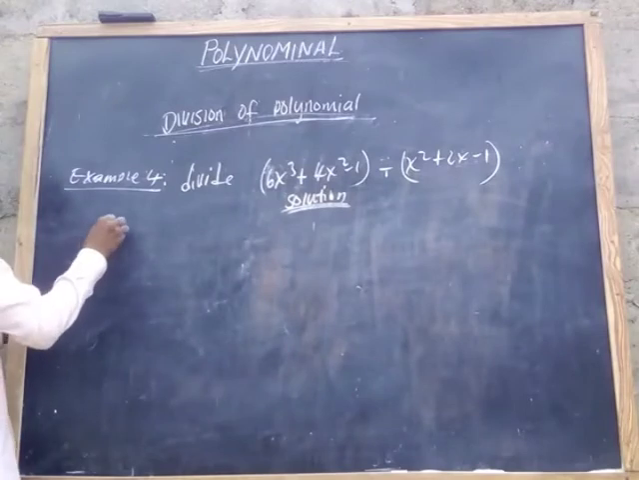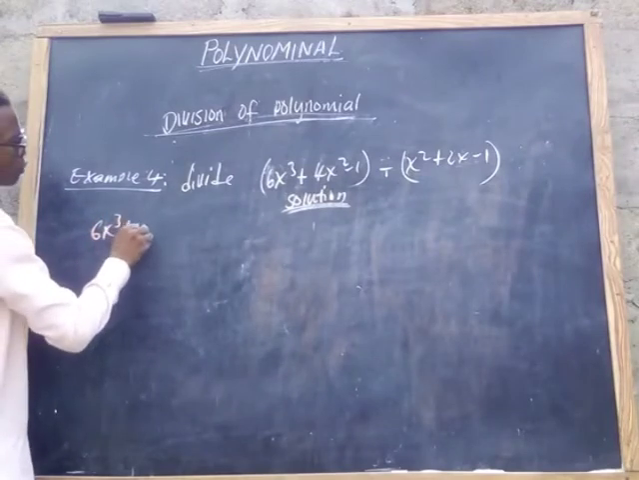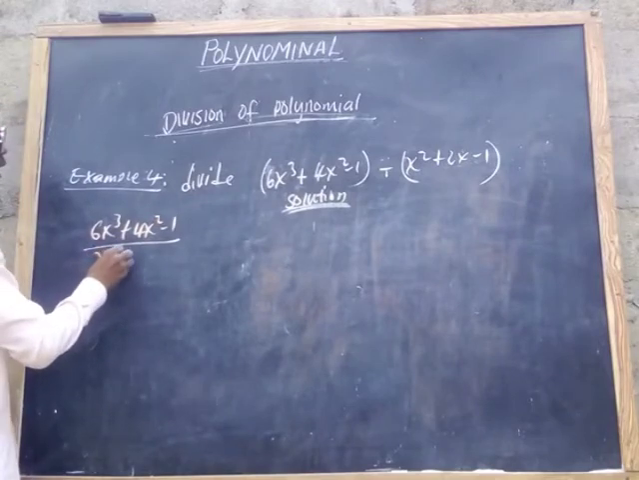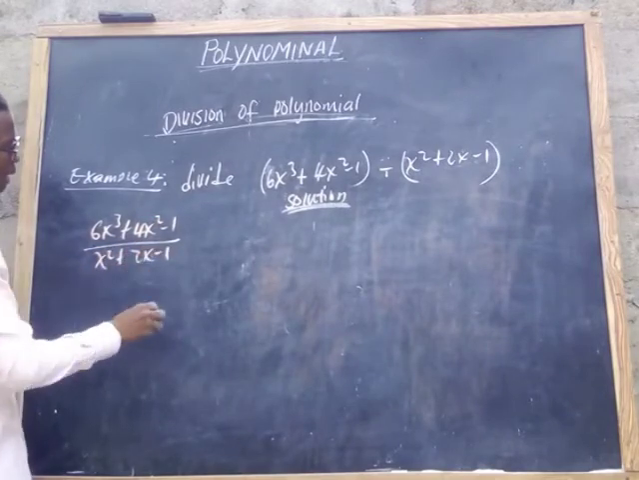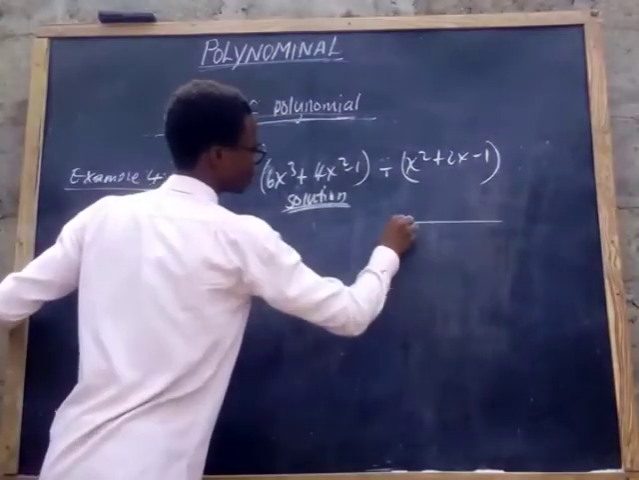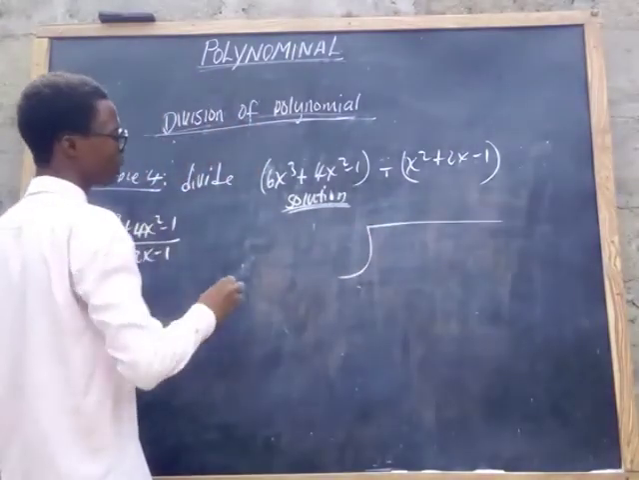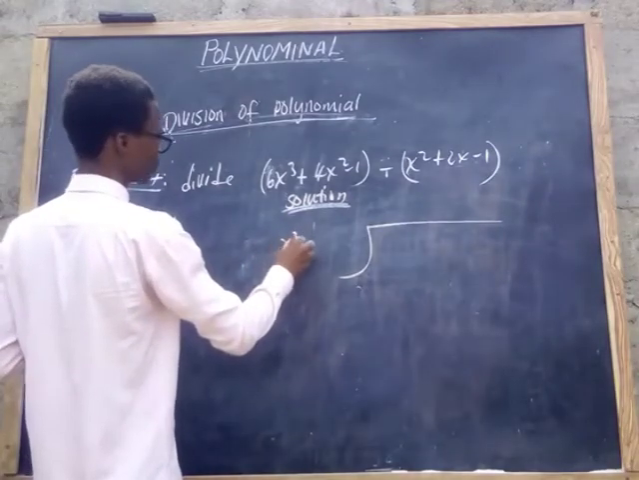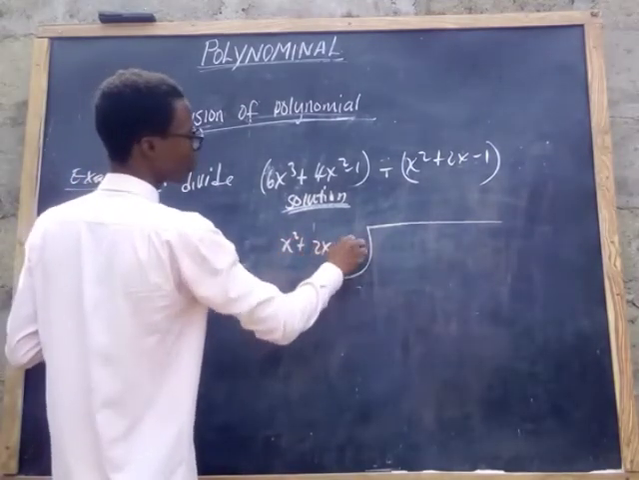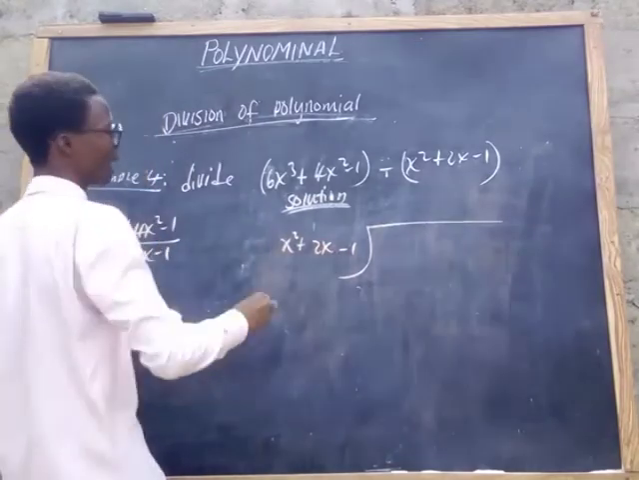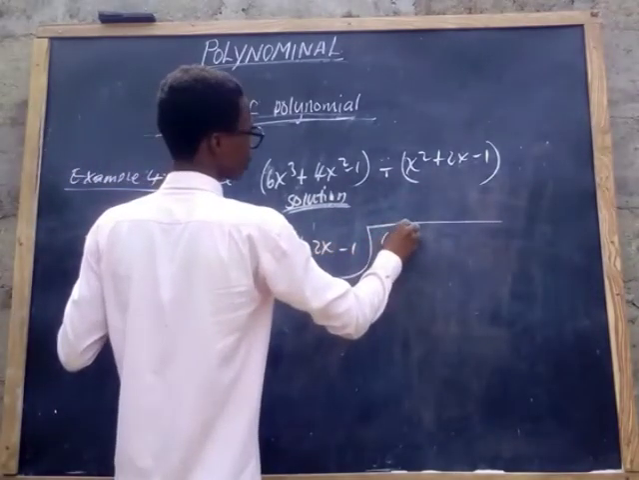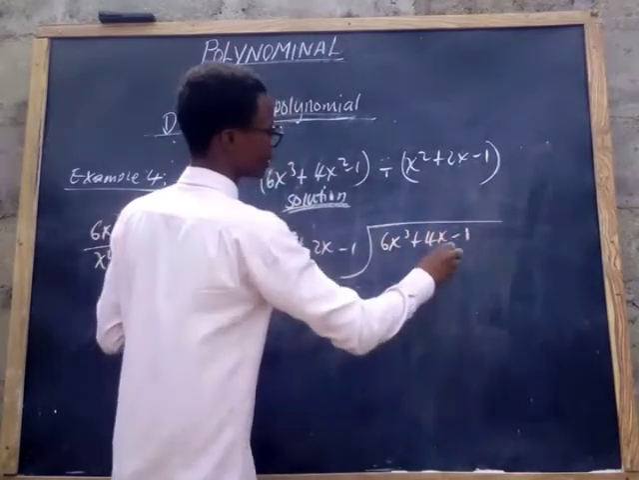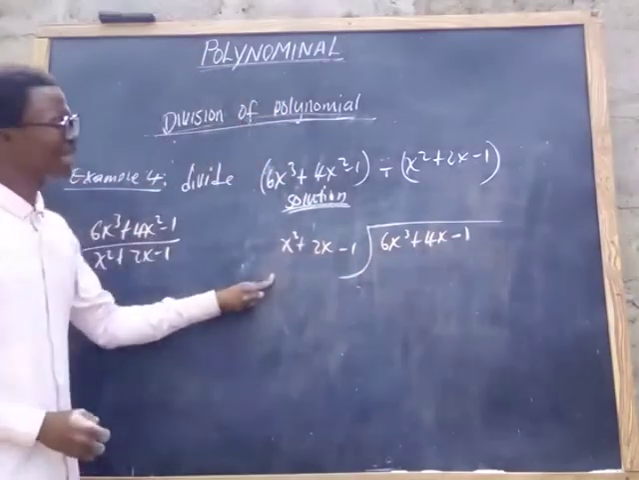Same. So say 6x cubed plus 4x squared minus 1 divided by x squared plus 2x minus 1. Right? Good. Now you go. You put it, this one here. So say x squared plus 2x minus 1. Do you see? This one comes again: 6x cubed plus 4x squared minus 1. Do you see it? Now what are you going to do?